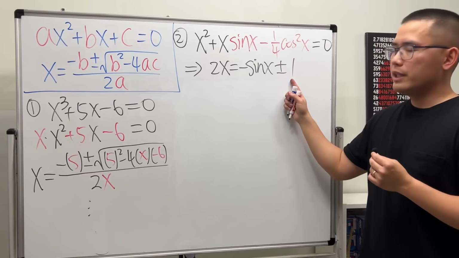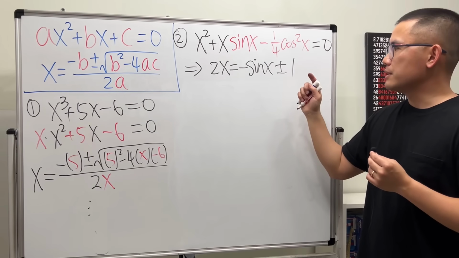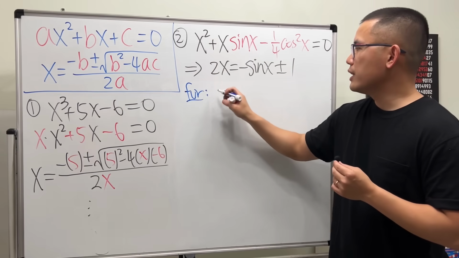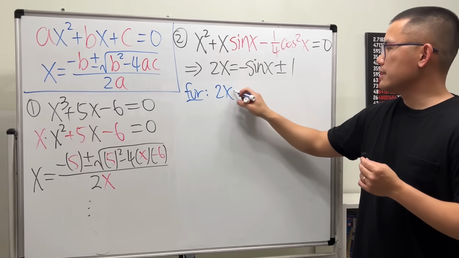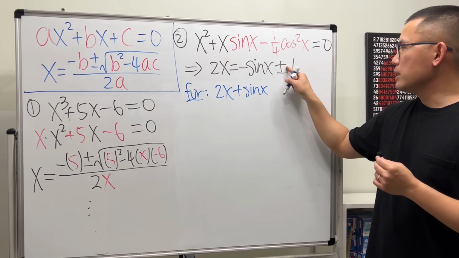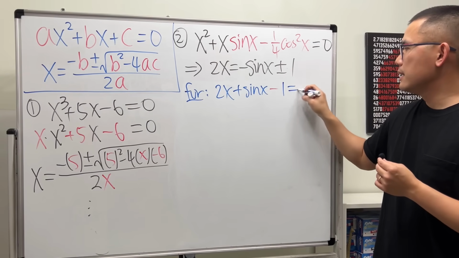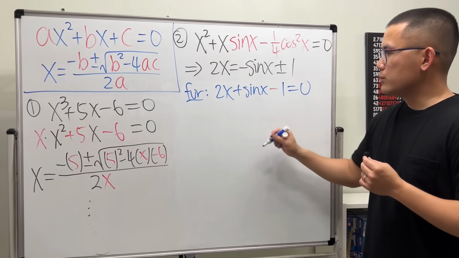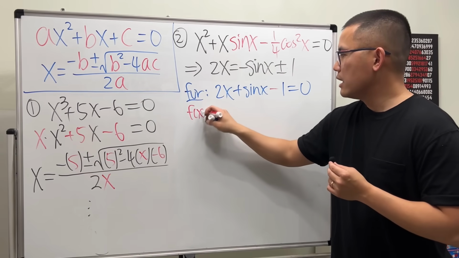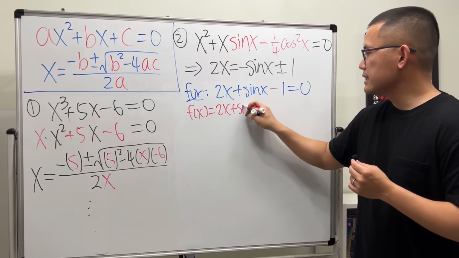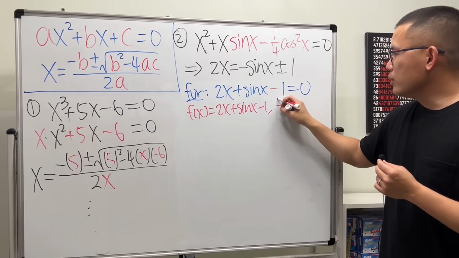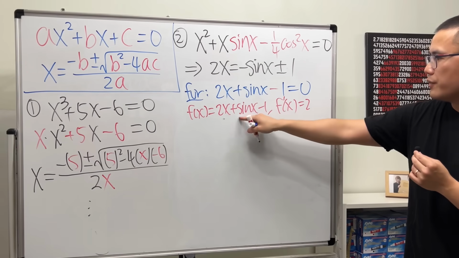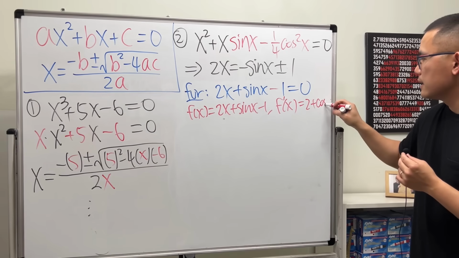We will have to look at one equation at a time. Let's do the plus first. And we also have to make one side equal to 0. So for the equation 2x, let's put this to the other side, and also put a plus 1 to the other side. Let's solve this one right here first. We have this is equal to 0, so we can say f of x equals 2x plus sine x minus 1. And then we also need the derivative. The derivative of 2x is just a 2. The derivative of sine x is cosine x.